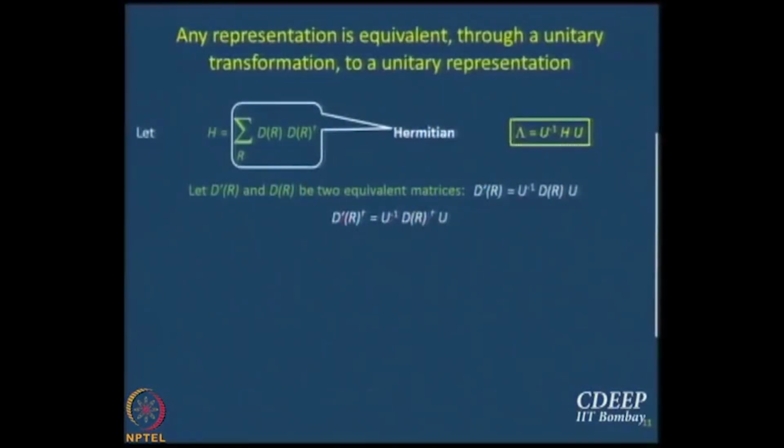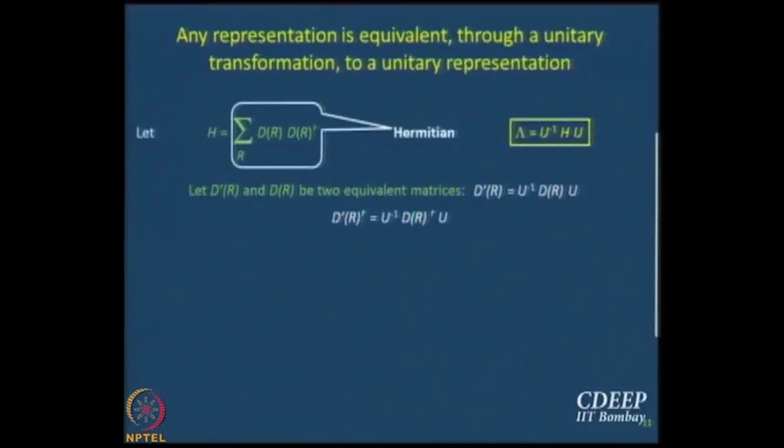Is U a diagonal matrix? U cannot be a diagonal matrix, right. Lambda is a diagonal matrix. I mean, I should not say that it cannot be a diagonal matrix, but in the most general case it is not, alright. So, the adjoint of d prime R is also a similarity transformation of the adjoint of dr. Okay, so far so good.